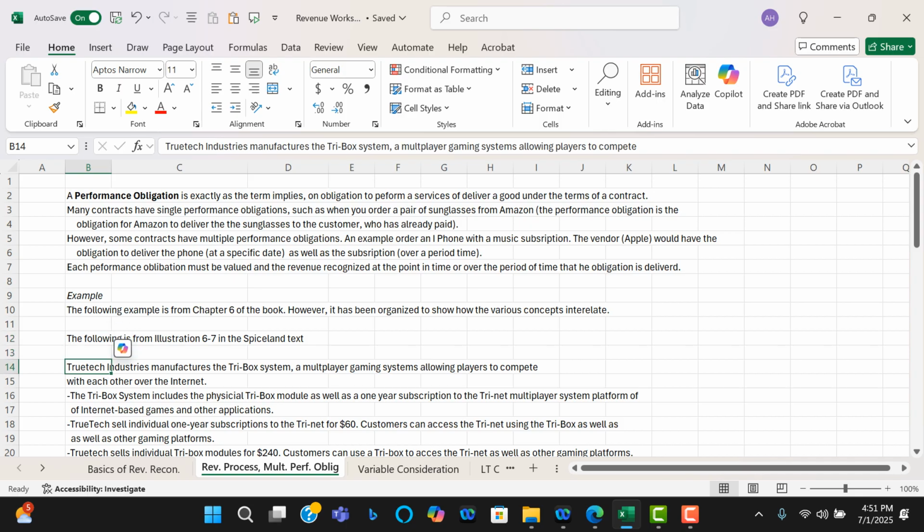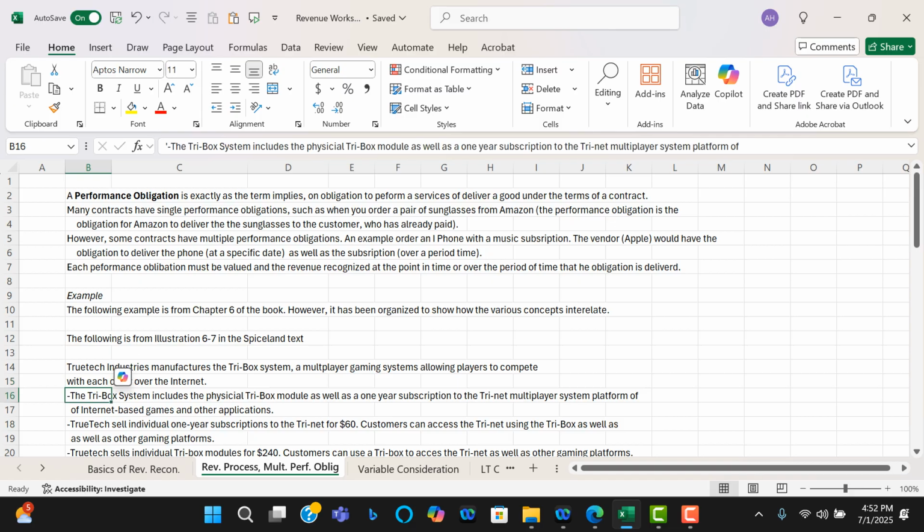Okay, so we have a manufacturer of some sort of hardware called TrueBox. It's a game playing system, I guess, and it allows people to play games and compete over the internet, playing sports games, whatever. But so you have two possible performance obligations here. One is the delivery of TrueBox, which is a piece of hardware which allows you to access sporting games and competitions on the internet. And the other one is maybe a subscription to some game system itself. Okay, so this is where we're going with this.